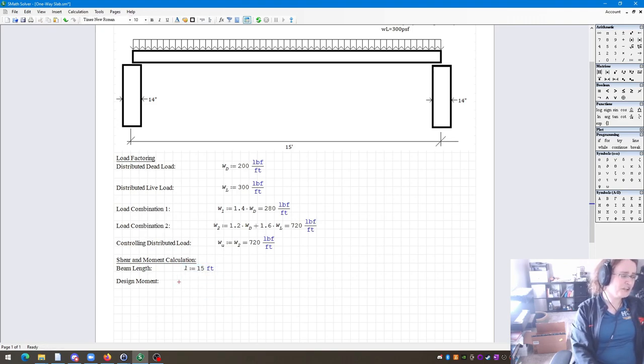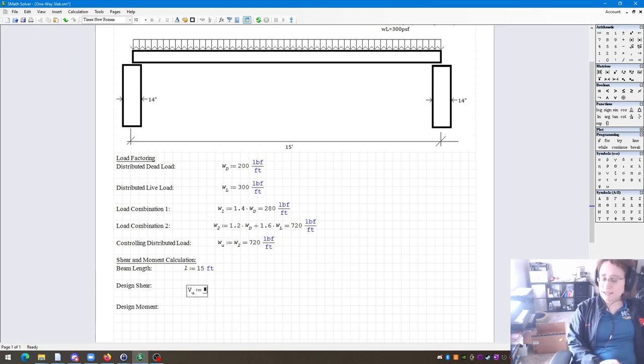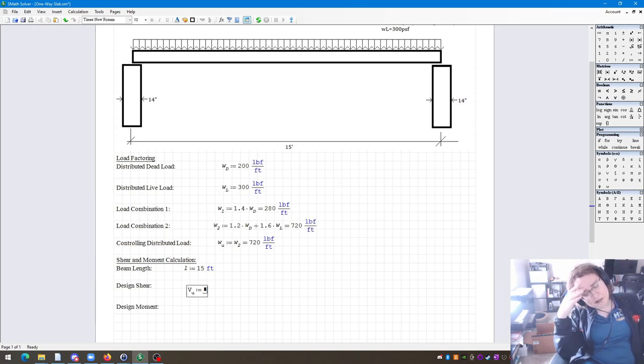And then the design, actually go ahead and get the design shear first, because that just feels a little better. And I'm going to call this V ultimate. And because this is a simply supported beam, that's just going to be WL over 2.